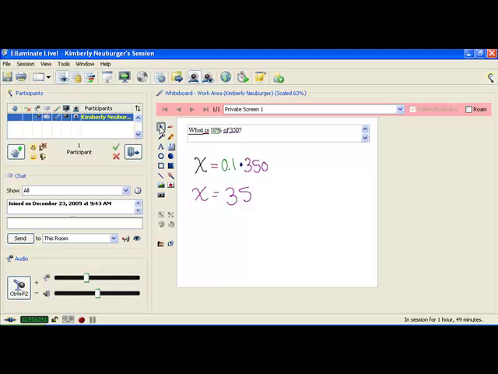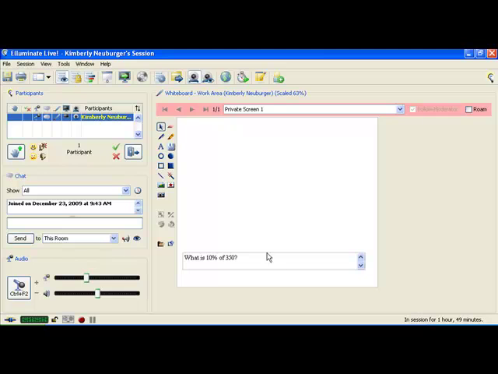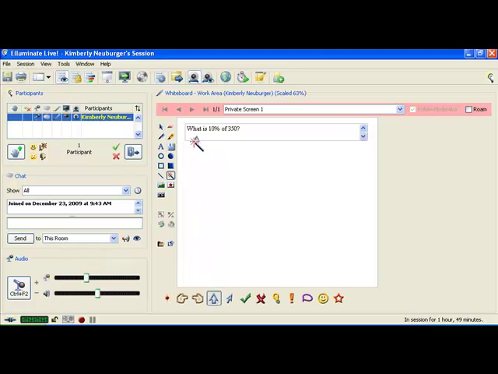Now that is a basic percent problem where we're translating and using our decimals. I'm going to erase this real quick and then we'll go back to our situation. Now this one had the what in the first spot that we have right here.